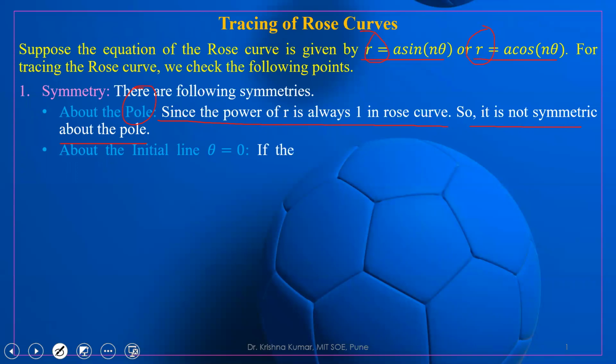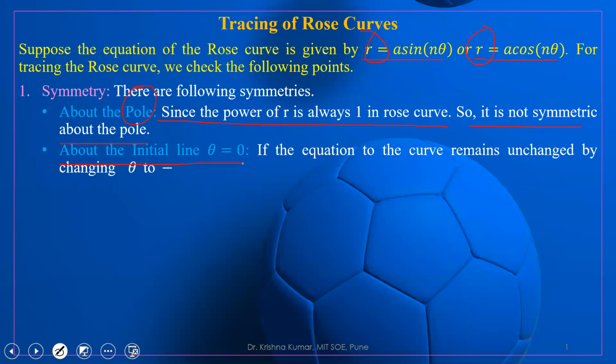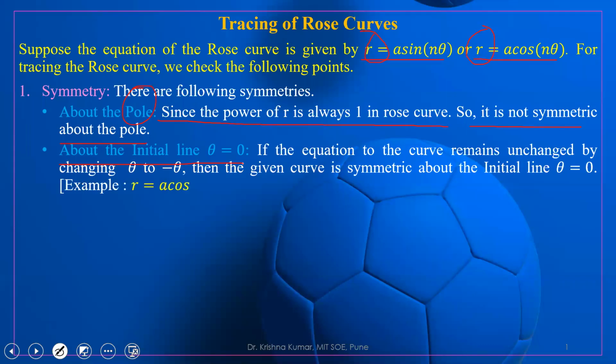Next, about the initial line theta equal to 0. How to check that the given curve is symmetric about the initial line theta equal to 0? We just replace theta by minus theta. If we replace theta by minus theta and the equation of the curve does not change, then we say that the curve is symmetric about the initial line theta equal to 0. So r equal to a cos 2 theta, r equal to a cos 3 theta, r equal to a cos 4 theta, all are curves which are symmetric about the initial line theta equal to 0.